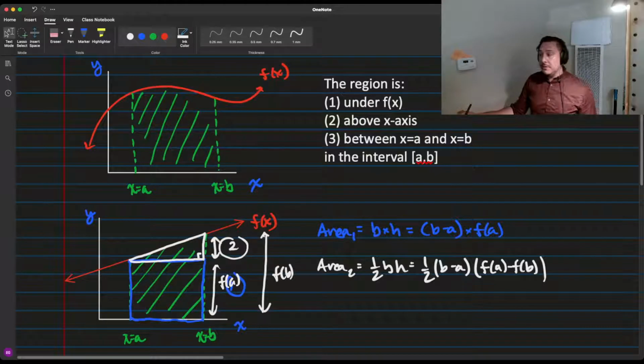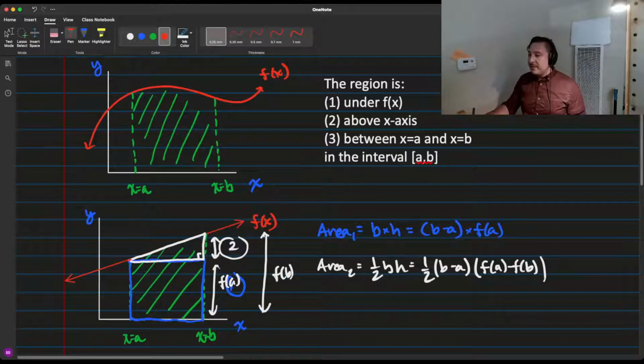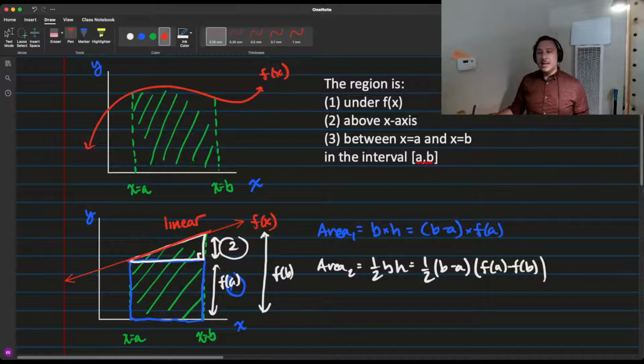Now, the only reason that you can do this is because f of x is a line, or it's linear, however you want to describe it. And because there's a line there, it gets split up perfectly into a rectangle and a triangle, yes? In the example above, that doesn't really happen.